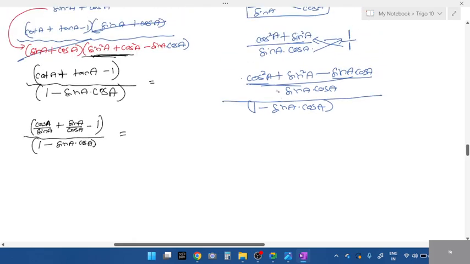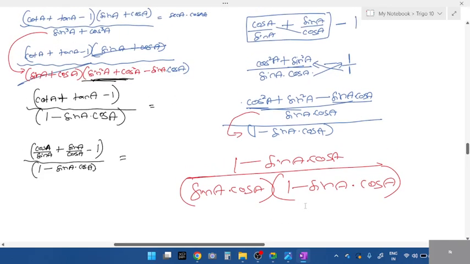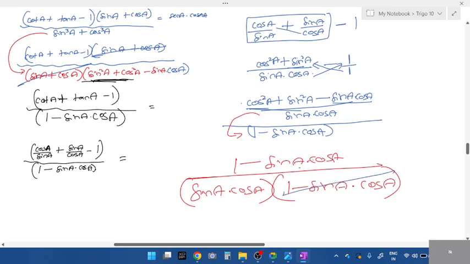Now the same concept, we have two denominators here. Take this in the numerator. So we have (1 minus sin A into cos A) divided by sin A into cos A, into, there's already a denominator, 1 minus sin A into cos A. Which value gets cancelled? 1 minus sin A cos A gets cancelled. So we are left with 1 by sin A into cos A.